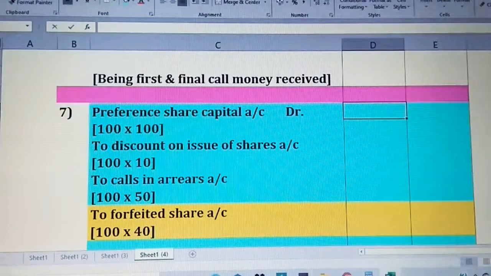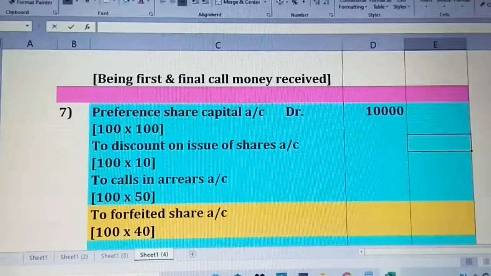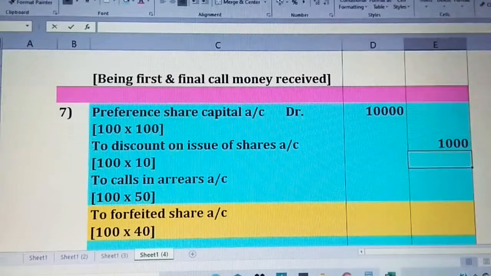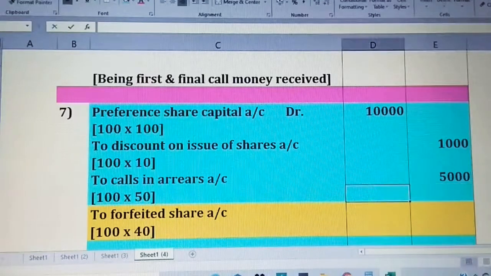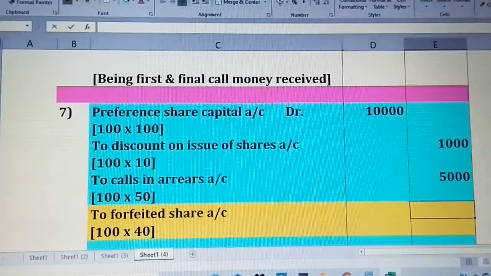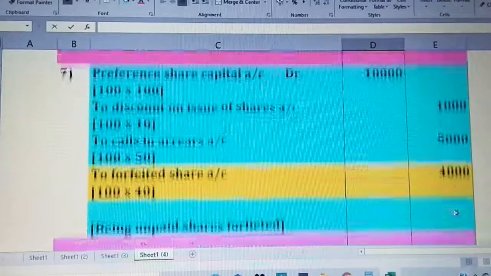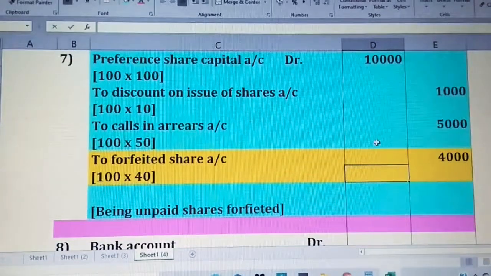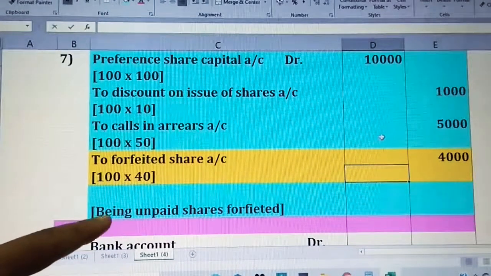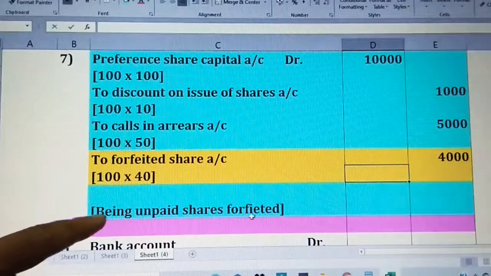100 into 100 gives you 10,000. Discount 1,000. Calls in arrears 5,000. And forfeited is 4,000. Observe 1 plus 5, 6 plus 4, 10, which is equal to 10,000, right? So this is what? Being unpaid shares forfeited.